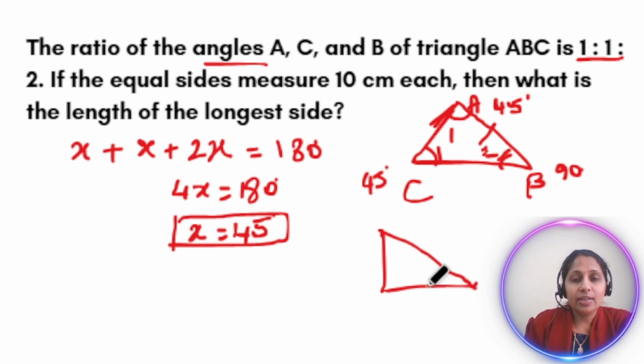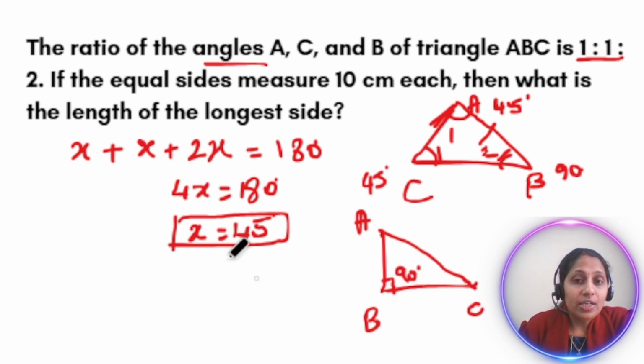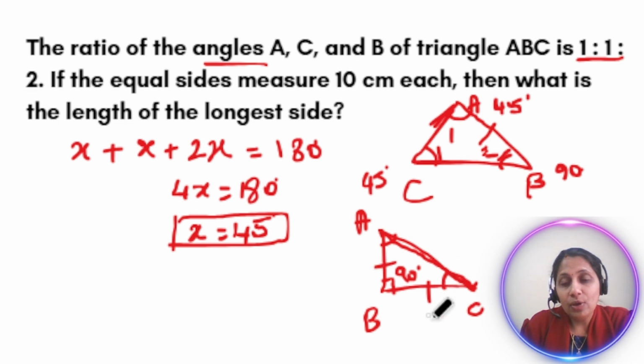The triangle is something like this: A, B, C. This is 90 degrees. Now they are asking what is the length of the longest side. The length of the longest side is nothing but the length of AC. AC is the longest side because these two are equal, because these two are 45 degrees. We already know that if two angles are equal, then the opposite sides will also be equal.